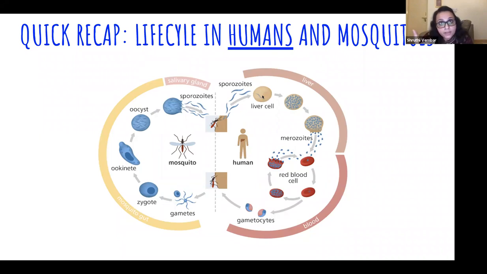From one sporozoite, you can get up to 10,000 parasites, right? So it keeps copying its DNA over and over. From one mother cell, you get daughter cells. So it can form up to 10,000 copies of itself. And these 10,000 copies are then released into the blood. These are the ones that can infect the red blood cells, and then the cycle can continue. So this is what's happening in humans.